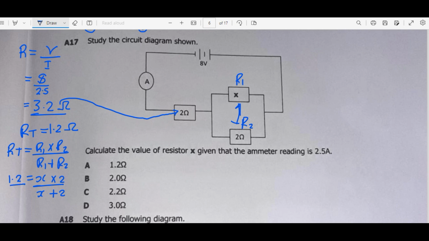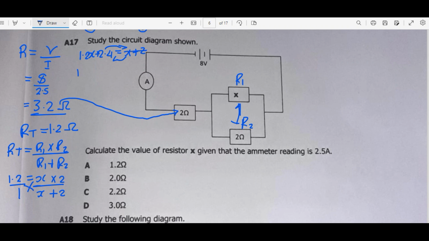So let's use algebra. We cross multiply here. 1.2 times X is 1.2X. Then 1.2 times 2, I'm getting 2.4. Here we have X plus 2. So we are going to collect the like terms. The 2.4 stays on this side, then this one will go to this side.